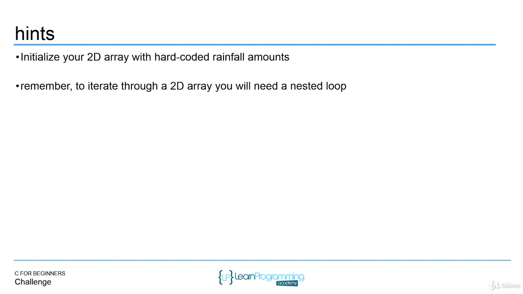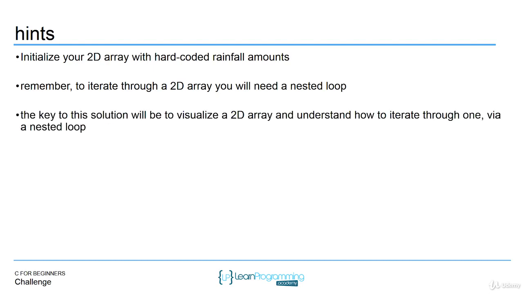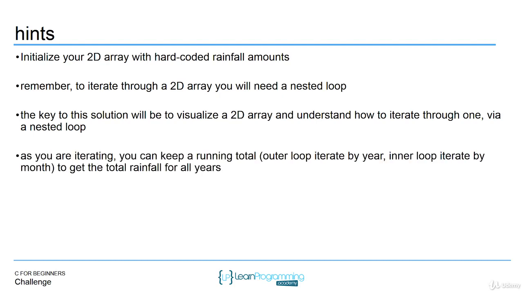And then again, just a reminder, to iterate through a two-dimensional array, you're going to have a nested loop, basically one inner loop. If it was a 3D array, you'd have to have 2 inner loops. The key to this solution will be to visualize a 2D array and understand how to iterate through one via nested loop. If you know how to iterate through a nested array or a 2D array, you're going to be fine. As you are iterating, you can keep a running total, which is our first set of loops.